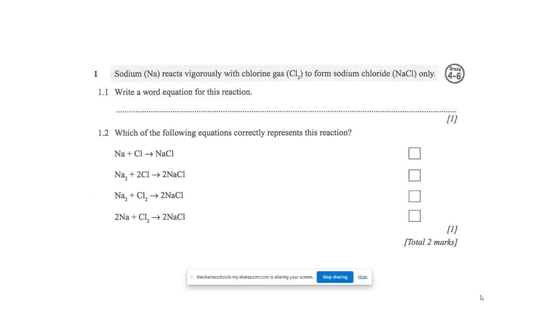Sodium reacts vigorously with chlorine gas to form sodium chloride only. Write a word equation for this reaction. So just the words, no need for formulas. So sodium plus chlorine goes to sodium chloride.